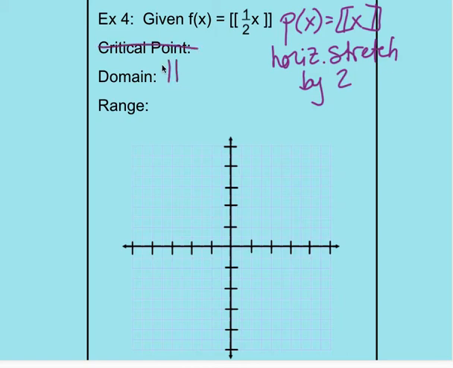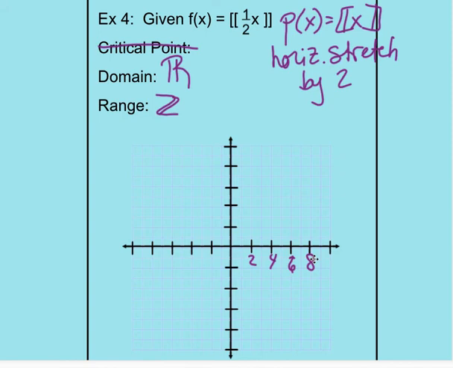Domain, you can still use all real numbers. And because it's a horizontal stretch, we're not shifting it at all. The range is still going to be that set of integers. So no shifting on this one, so we're still going to start at 0, 0 with that closed circle. And I'm going to call each of these 2 this time.